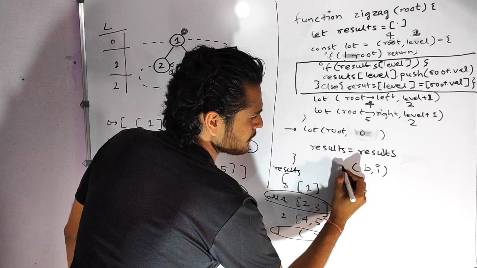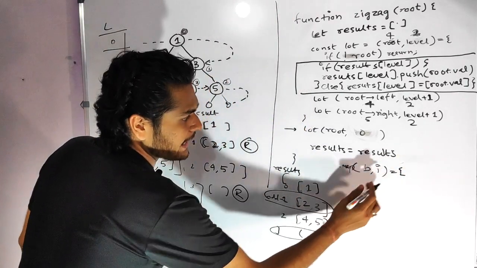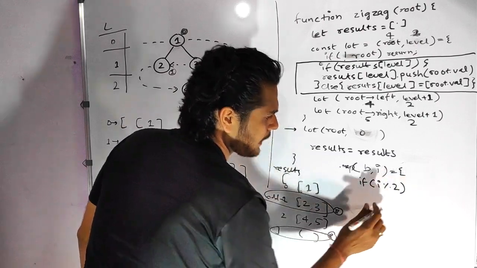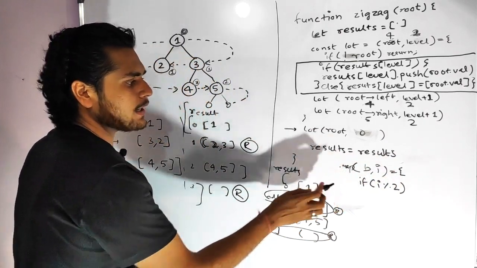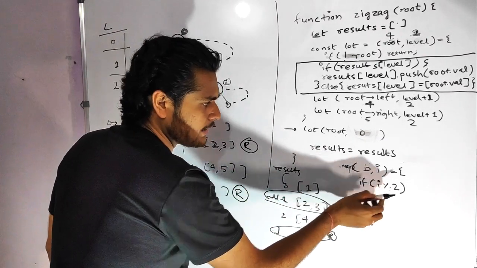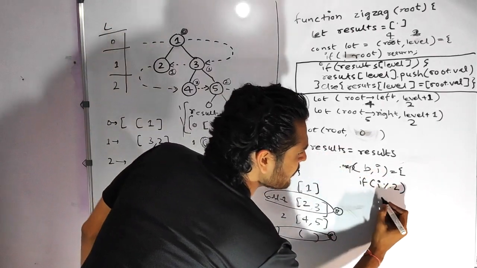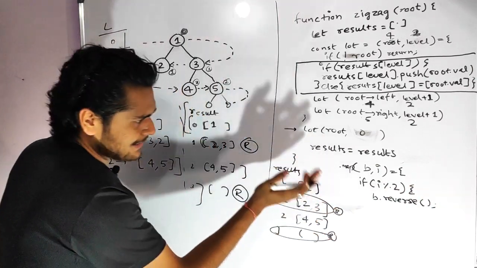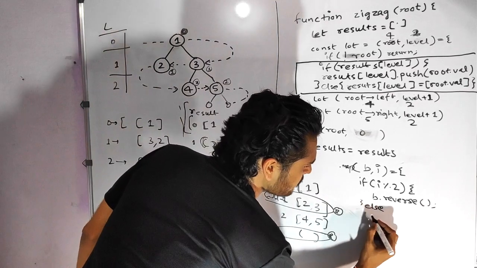Results dot map takes bucket and I, and what it will do is if I mod by 2 is 1, which means odd, it will try to reverse it. So it will do b dot reverse and return. Otherwise, else just return b.